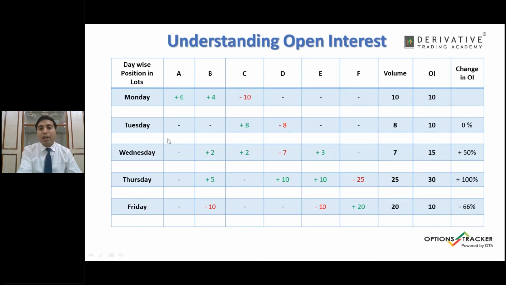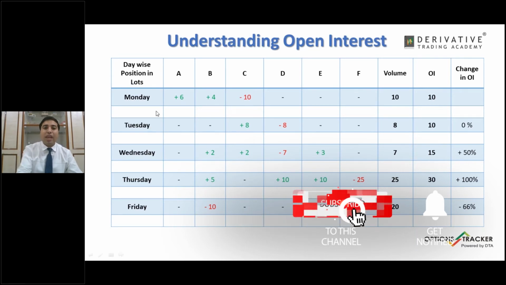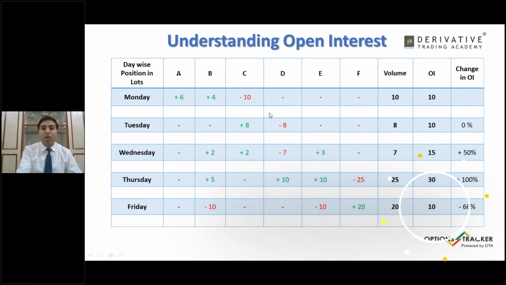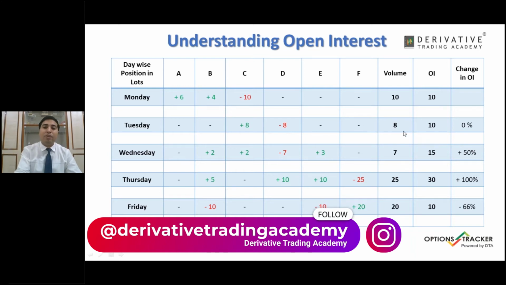So if I look at the net open interest at the end of Tuesday, I have 10 positions on the long side and 10 on the short side. How 10 and 10? Because A and B are net long 6 plus 4, while C, who earlier had a negative position of 10 lots, has now added 8 on the long side. That means he reduced the negative position from 10 by 8, and now he has only 2 on the short side. So at the end of Tuesday, A and B have 6 plus 4 long, while D and C have minus 8 and minus 2. Net to net, the open interest is 10 lots, while the volume is 8 lots.